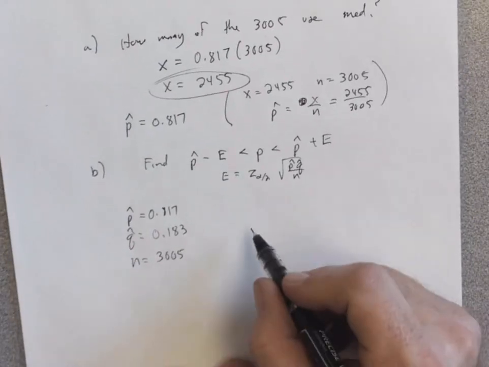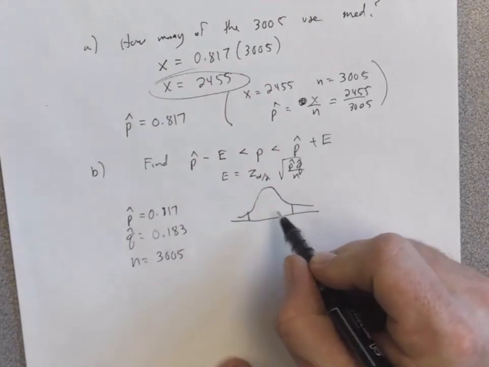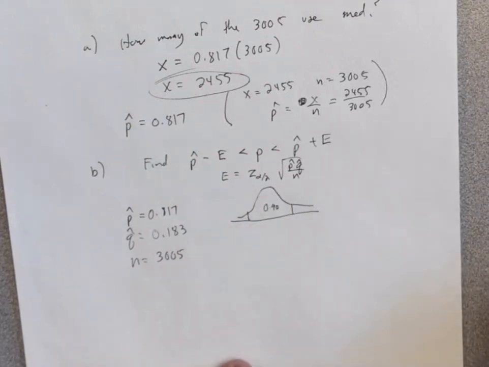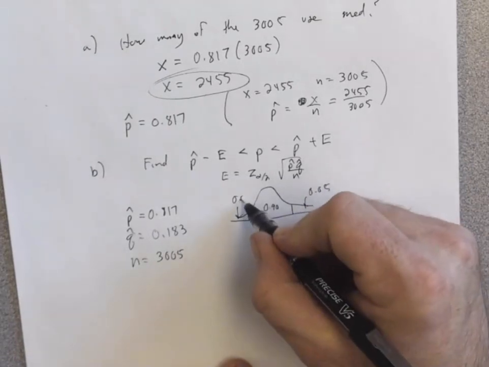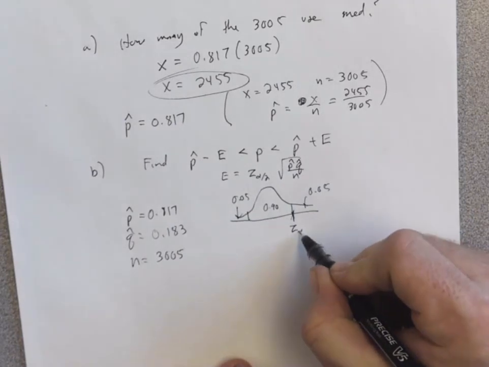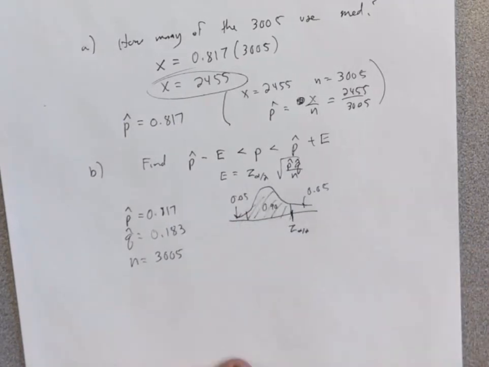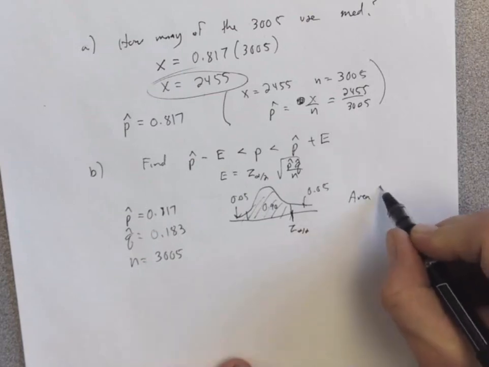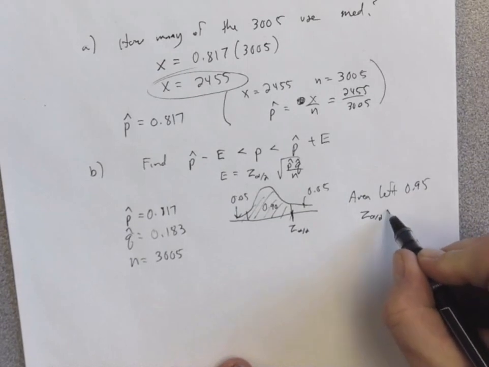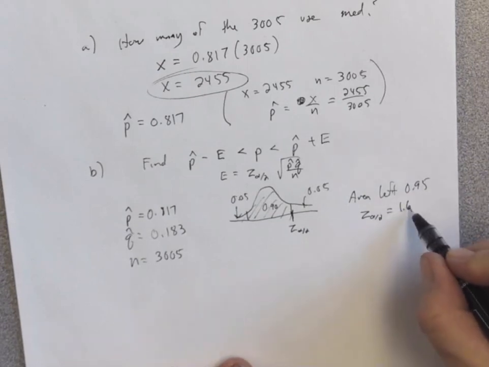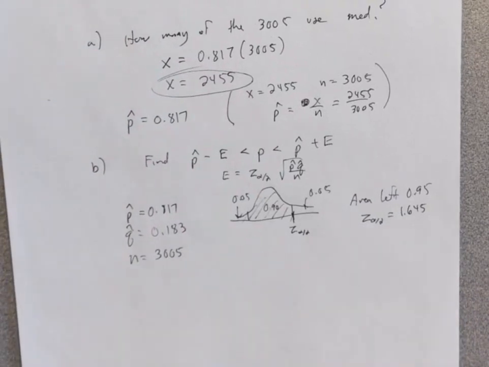So remember, Z alpha over 2, what's the confidence level they want? 90. So in the middle, they want 0.90, right? So what's the area in the tail? 0.05. So if I want this Z alpha over 2, which is this number right here, what's the area to the left? Area left is 0.95. So that gives us a Z alpha over 2 of 1.645. Oh, we just did it, didn't we? Okay, cool. And that's how these things are found. So now you know how to do everything.